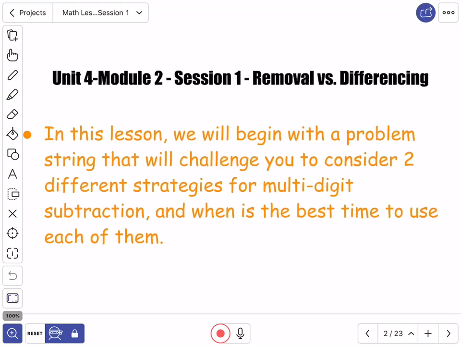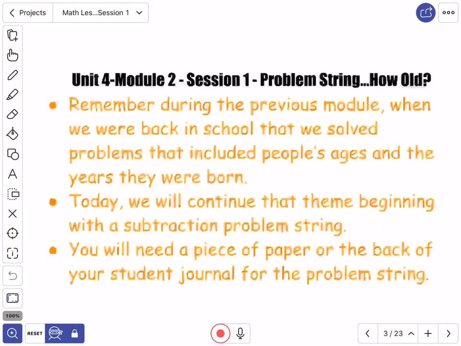All right. So we're going to go on to the next slide here. Remember that during the previous module, when we were back in school, we solved problems that included people's ages and the years that they were born. I'm sure you probably remember that. It feels like forever ago. But today we're going to continue that theme, beginning with a subtraction problem string instead of an addition one.